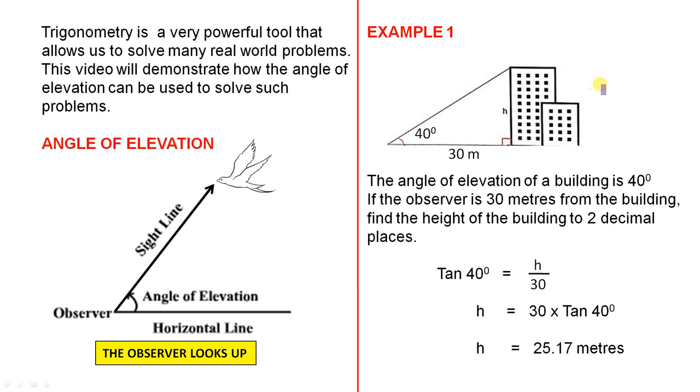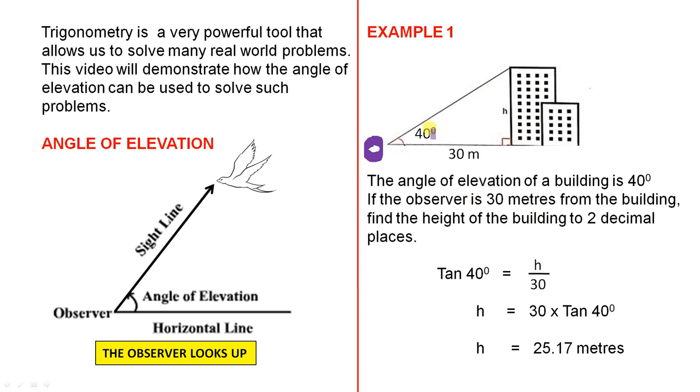So let's have a look at how we can use the angle of elevation to solve some real-world problems. The angle of elevation of a building is 40 degrees. If the observer is 30 meters from the building, find the height of the building to 2 decimal places. So the observer is here. If we call that O, that's where the observer is. The angle of elevation is 40 degrees, and the observer is 30 meters from the building. What's the height of the building?